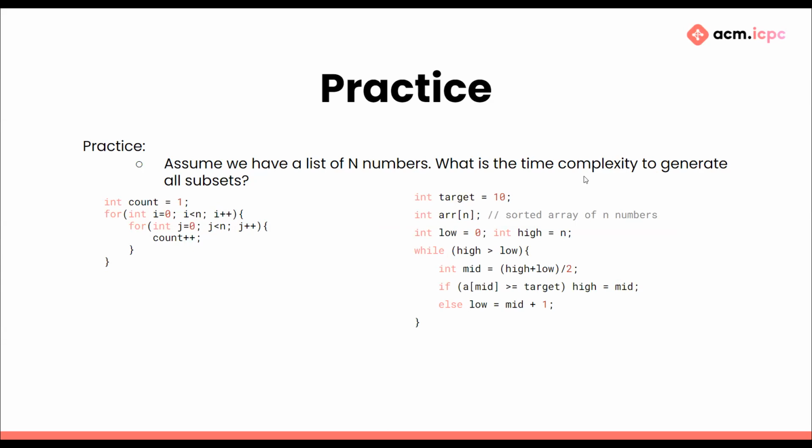Okay, so for the right side here, I'll just tell you, we have code for binary search. So if you're familiar with binary search, maybe this will tell you something about the time complexity. But if not, can someone guess what the time complexity for this is?